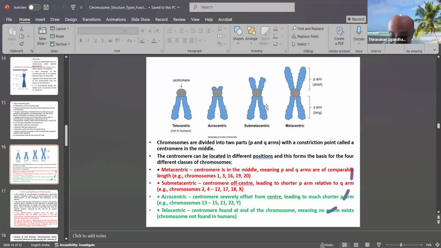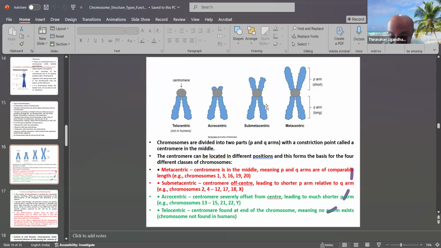In submetacentric chromosomes the centromeres are off center, leading to a shorter P arm and a longer Q arm. Examples in human beings are the 2nd chromosome, 4th, 12, 17, and 18, which are called submetacentric chromosomes. Next is acrocentric. Acro means the centromere is severely offset from center, leading to one much longer and the other much shorter part of the chromatid, with more difference. That is called acrocentric.